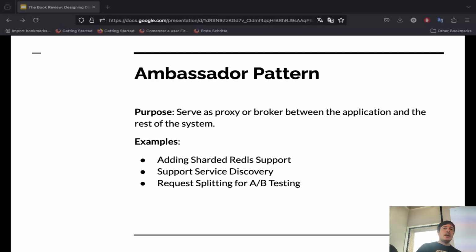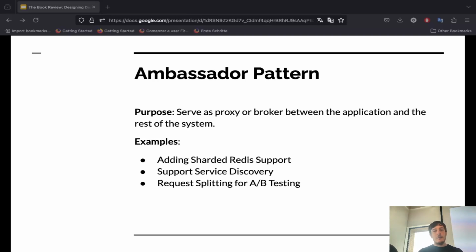So the idea here is that, let's say for the Redis example, we have a container that exposes a similar interface to Redis.